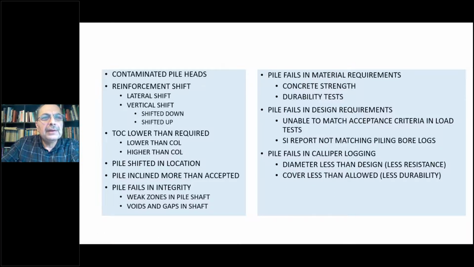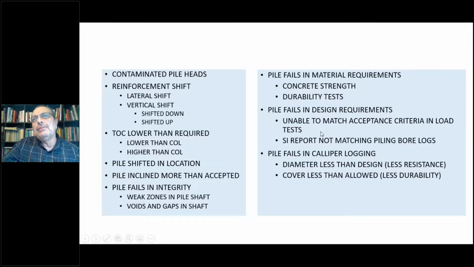Piles sometimes fail in integrity, so there are weak zones in the pile shaft or voids or gaps. Integrity is tested by either a low strain integrity test or by sonic core logging test. The best way to test the pile for its integrity is the dynamic test itself, the dynamic load test. Piles may fail in material requirements, like the concrete strength or durability tests. You test the durability and you find it out of the limits, or the concrete strength less than the required design concrete strength.